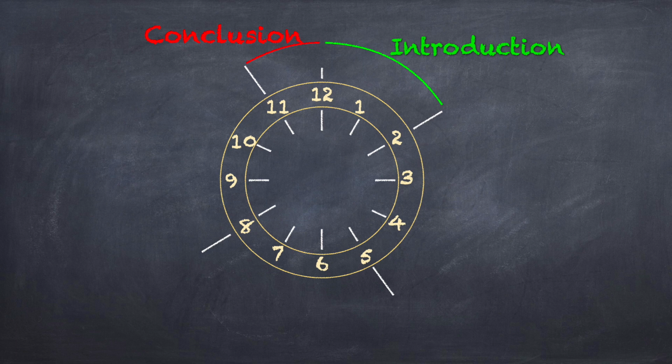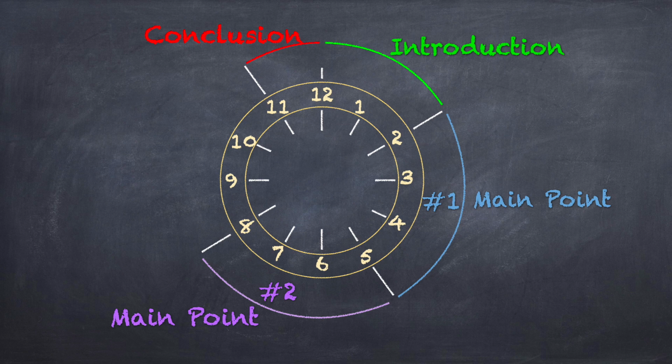What that does is it allows you to have your 3 main ideas 3 minutes long each. So your first main idea would be 3 minutes, your second main idea would be 3 minutes, and your third main idea would be 3 minutes.